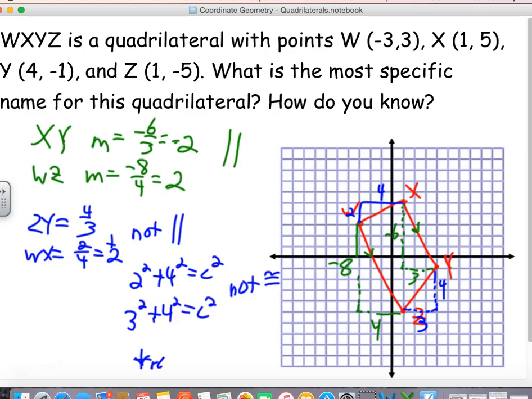So we can say trapezoid because one pair of parallel sides and legs not congruent. Okay, so that's a good statement right there to state what shape it is and how we know that.